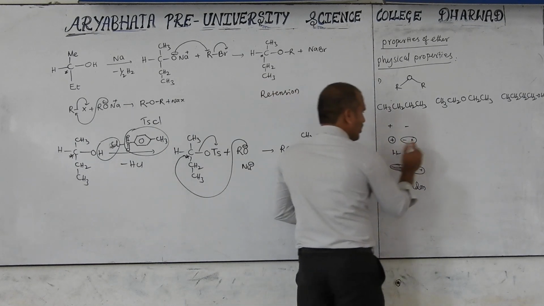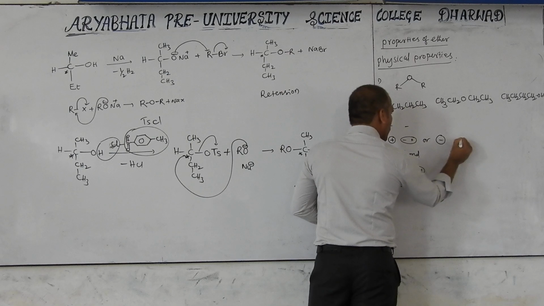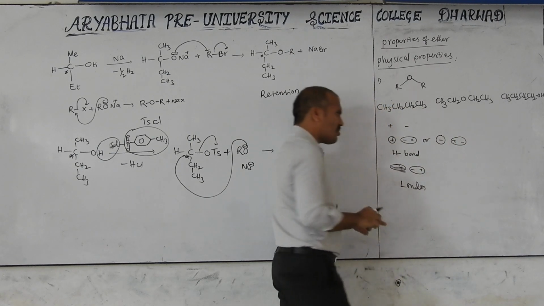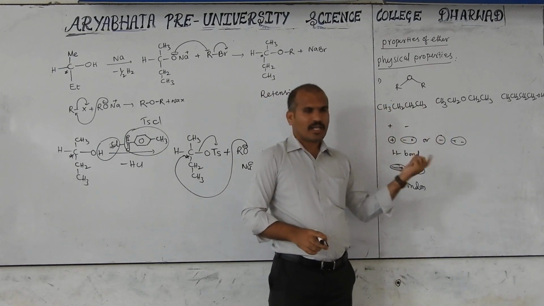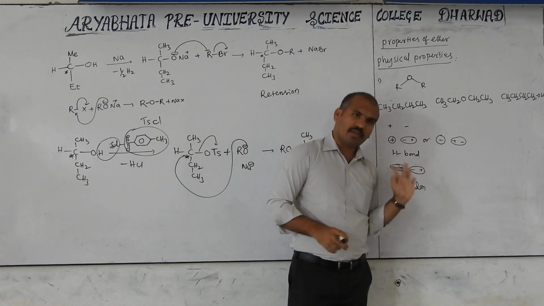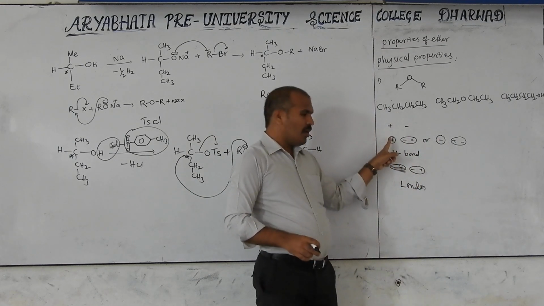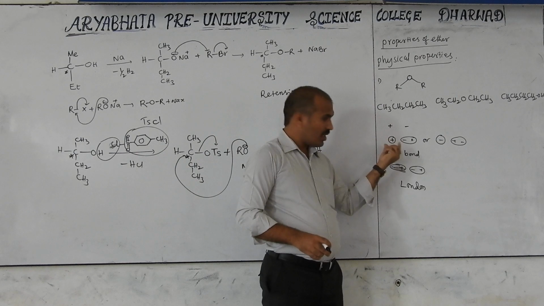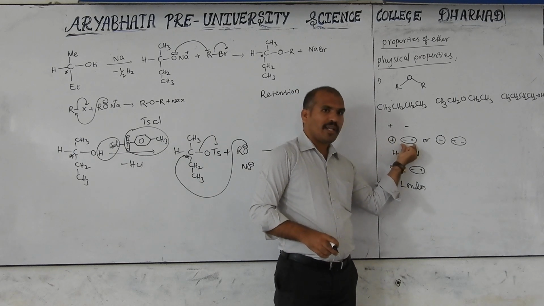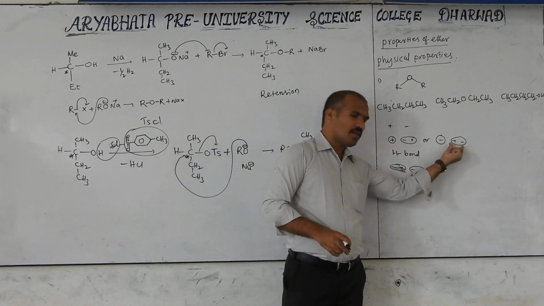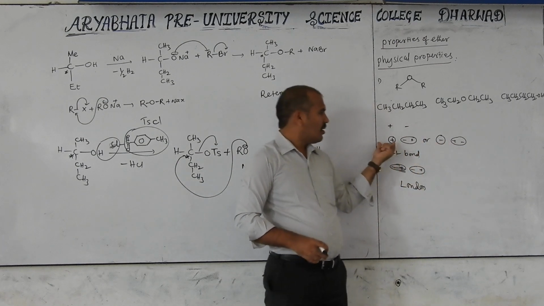This type is also possible: this is negative and this is positive. Like this also possible, the possibility of attraction, positive-negative or negative-positive. But which type of force is this? Ion, a complete ion. This is a polar, dipolar one, where two positive and negative charges are present. That's what is dipolar, and this is ion.